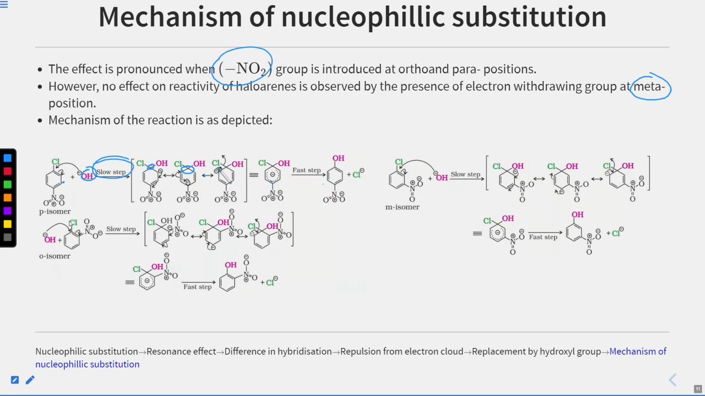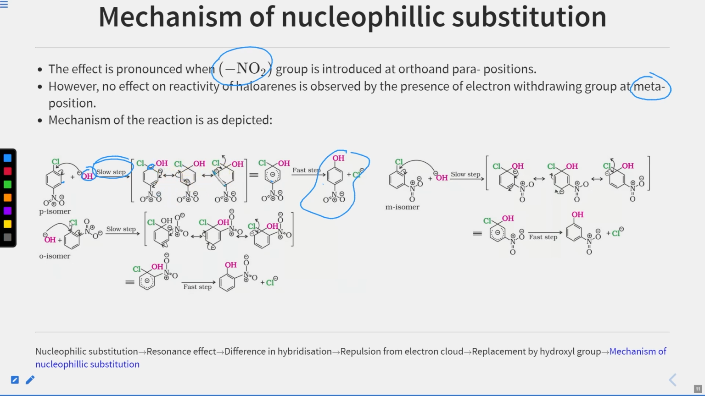So as soon as this comes here, this Cl leaves and we get our product. Now what is the function of your NO2 group here? You can see very clearly that the negative charge is being formed at this position and this position. Now this NO2 group is electron withdrawing. This negative charge can be stabilized by your nitro group more at the ortho position.